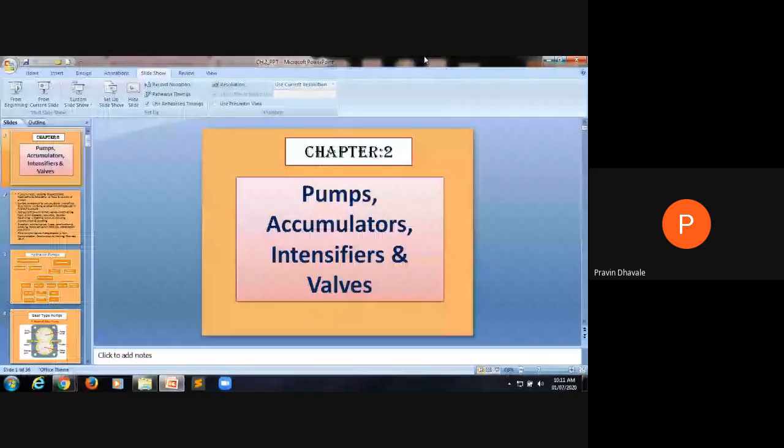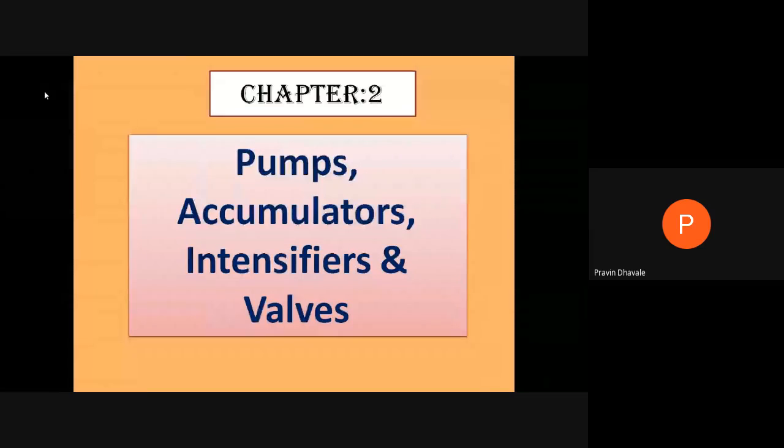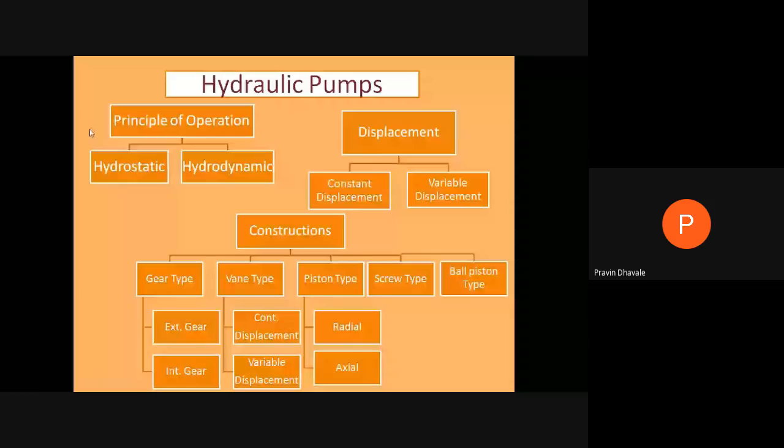Within the first 5 minutes, we will take a recap of our second chapter, that is the pump, accumulator, intensifier, and valves. As we discussed, pumps are the elements in which mechanical energy is converted into hydraulic energy, the pressurized hydraulic energy of the fluid. Such an element is called a pump. These pumps are classified based on the principle of operation, displacement, and construction. In construction, we have studied the different types of pump, their construction, working, and application.